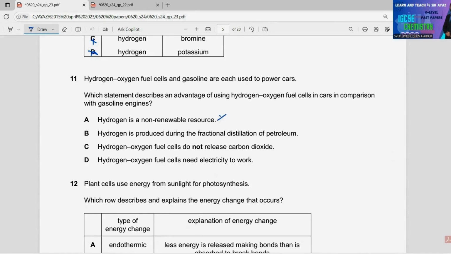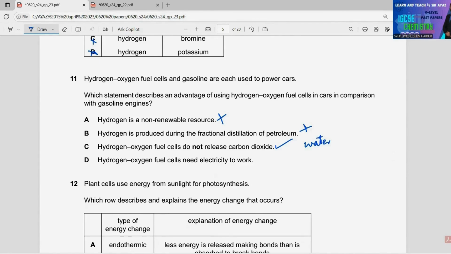A renewable resource can get hydrogen gas from different resources. So it's not non-renewable. B. Hydrogen is produced during the fractional distillation of petroleum. We are not getting hydrogen gas during the fractional distillation of petroleum. We are getting different fractions of petroleum. C. Hydrogen oxygen fuel cells do not release carbon. This statement looks correct to me because the only product here we are getting is water, not carbon dioxide. So this statement looks correct to me.